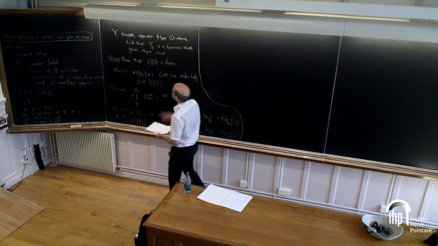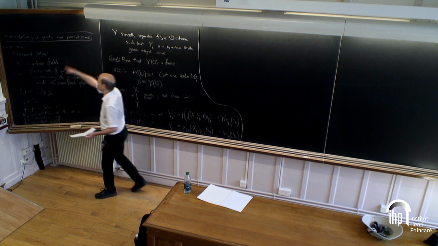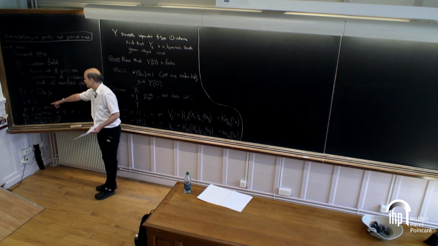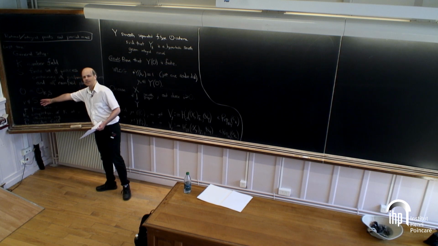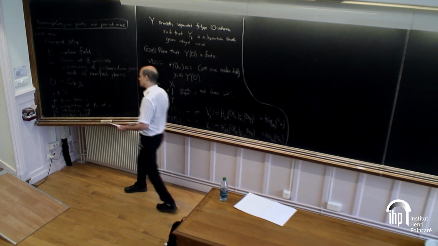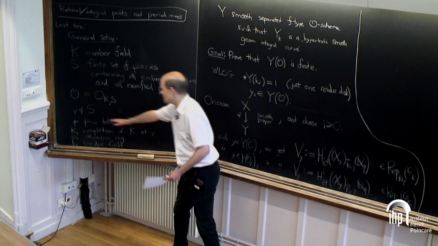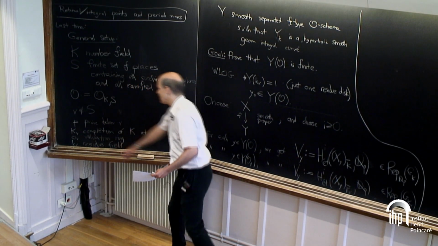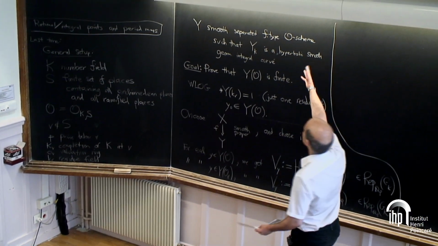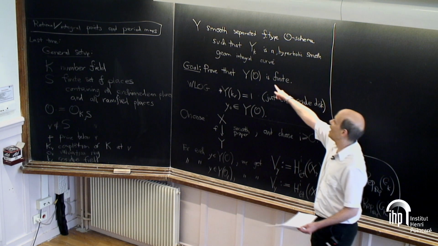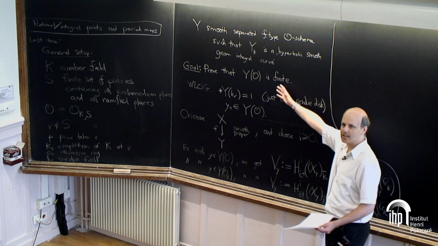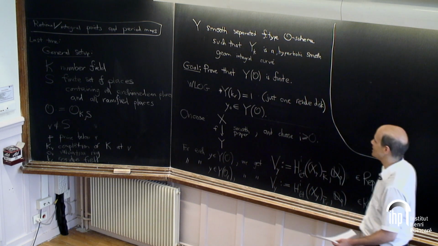We have a number field, a set S of places, the ring of S-integers, and we chose a particular place of good reduction, and P was the prime below it. You have the usual notation for the local field, the completion, and this evaluation ring and residue field. And then here's the curve whose integral points we want to find, or, well, maybe not find, but at least prove that it's finite.